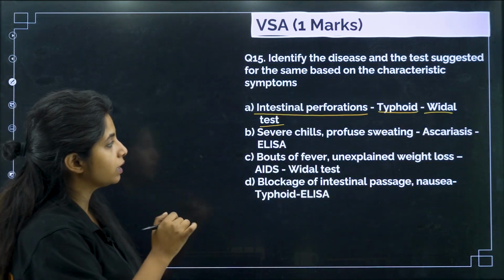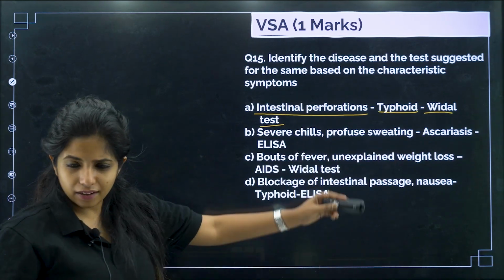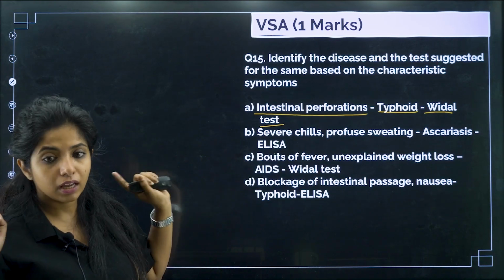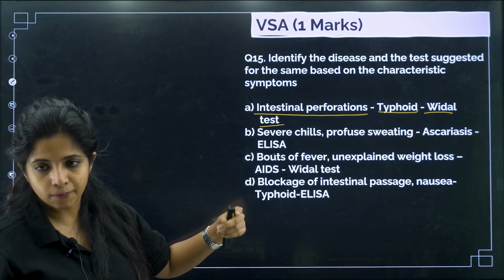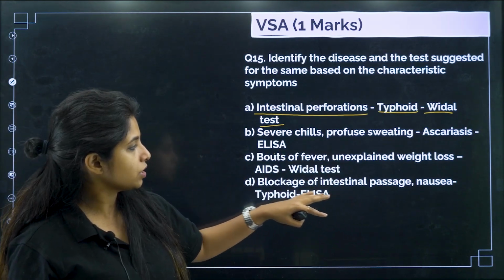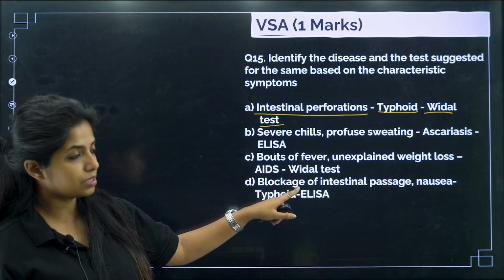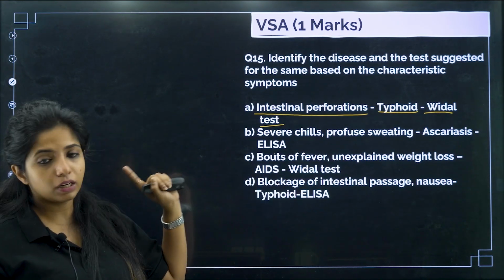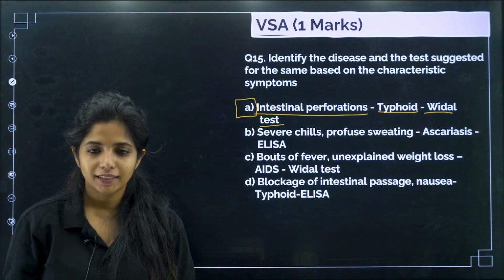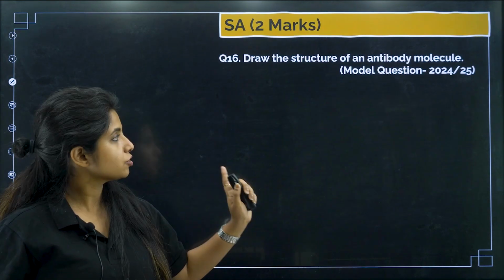So first point itself is true, but let's see the other. Severe chills, profuse sweating, ascariasis, no children. This will be malaria, and malaria does not have a test like not given in your textbook. It's not ELISA. ELISA is for viral infected diseases. That's AIDS. Bouts of fever, unexplained weight loss, no children. Blockage of intestinal passage, nausea, typhoid, no children. It is not typhoid. It can be ascariasis, and it is not said by ELISA. So this becomes your answer. So that's why I said symptoms are very, very important. Please learn it very much.